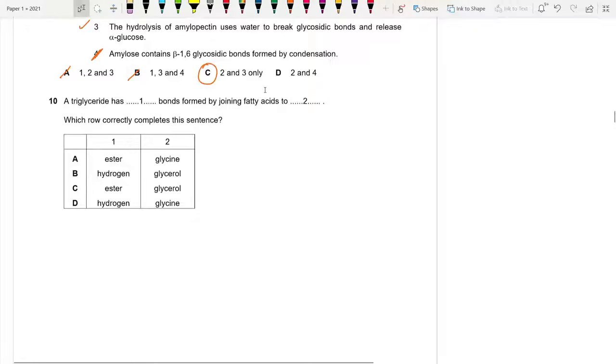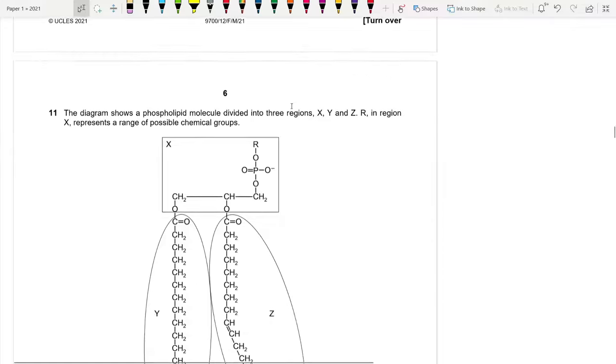Okay. 10. A triglyceride has ester bonds formed between fatty acids and glycerol. Okay, so ester and glycerol. 10 should be C. Really important MCQ.